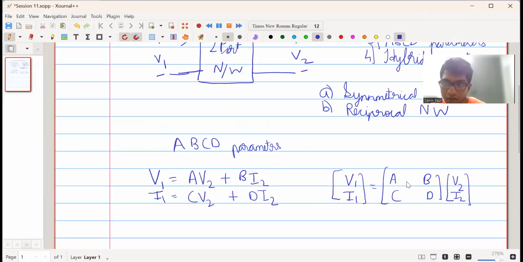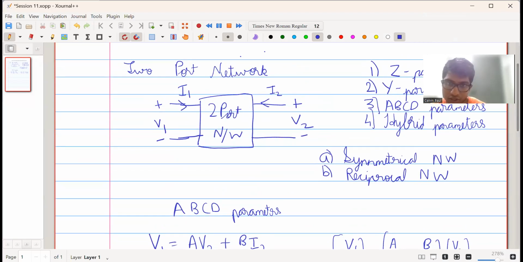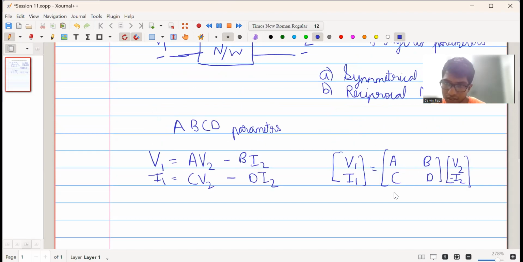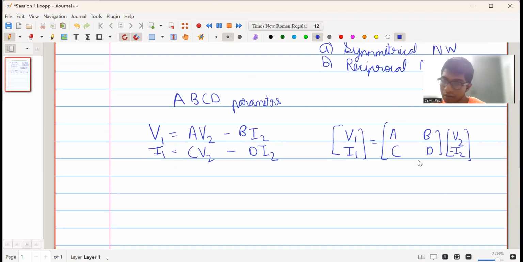There is one thing over here, which is actually minus I2, because when we consider a two-port network, in the case of ABCD parameters we want to see the current flowing out of the circuit. So V1 is equal to A into V2 minus B into I2, and I1 is equal to C into V2 minus D into I2. That is represented like this: V1, I1 is equal to the matrix A B C D times V2, minus I2. This is the relation for the two-port network.